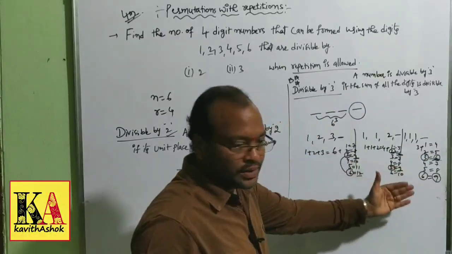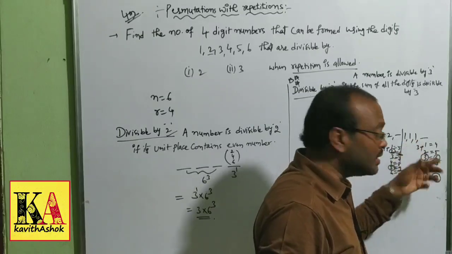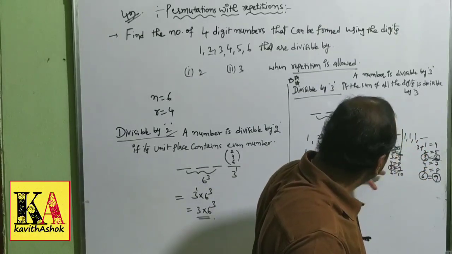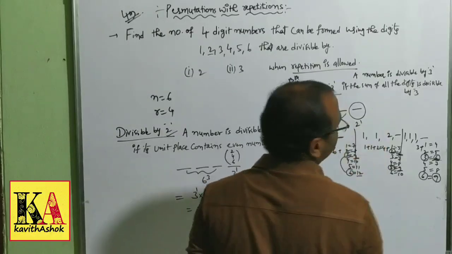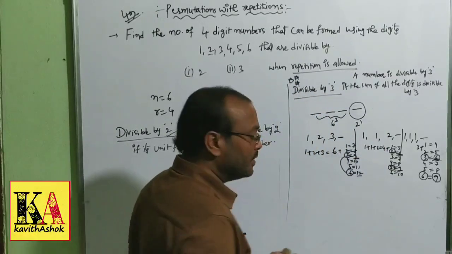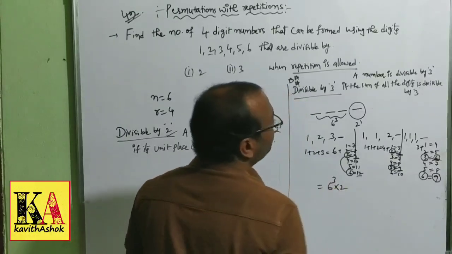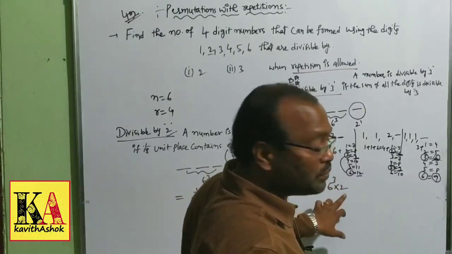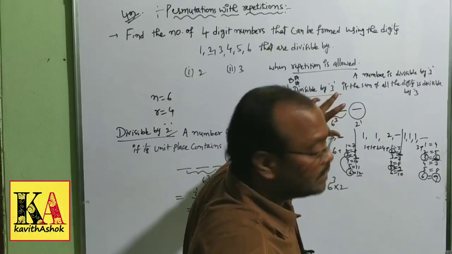Whatever the numbers may be, whether all 3 are different, or 2 same and 1 different, or 3 same, we have only 2 choices in all these cases. So we can fill up in 2 to the power of 1 ways. Is it clear now? So 6 cube into 2 numbers are there which are divisible by 3. Is it clear now? Right.